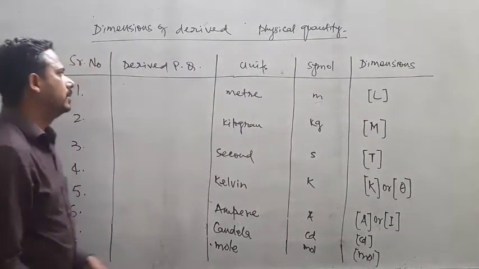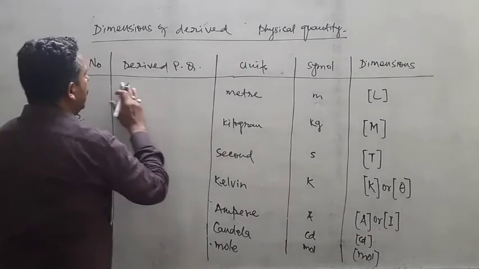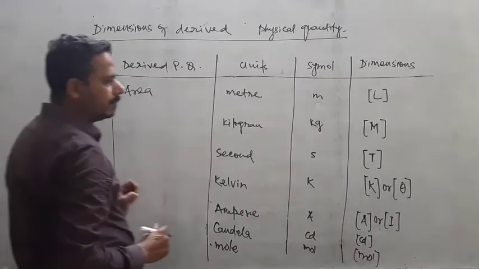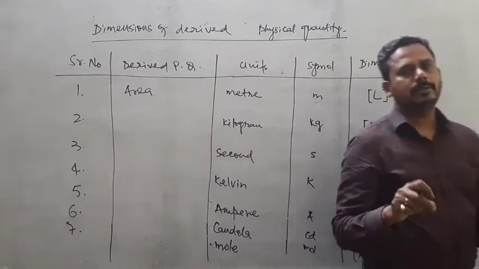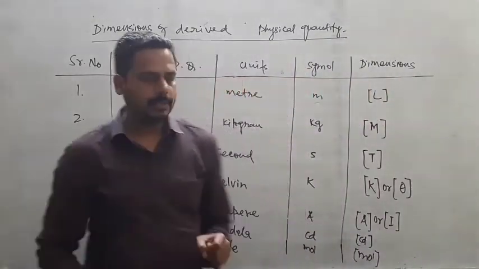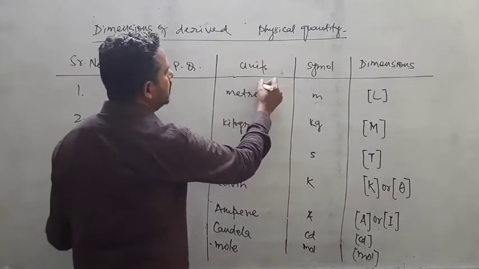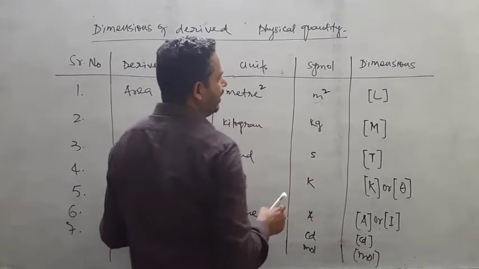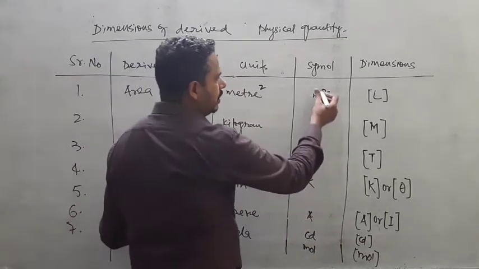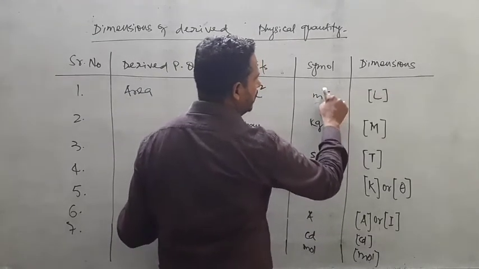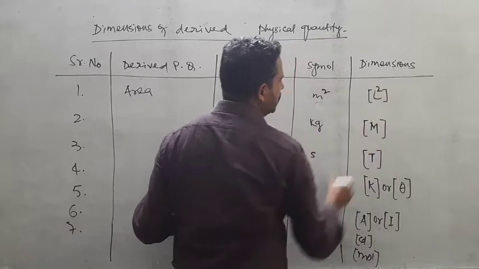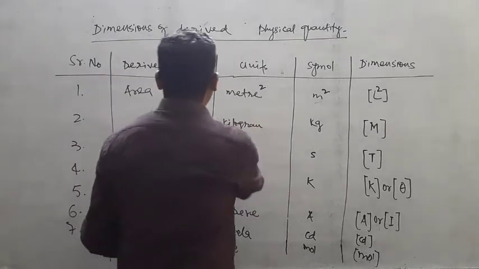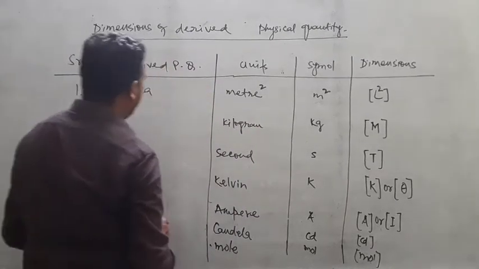Okay, let's see here. Suppose I want to find the dimension of area. You know that area has 2 lengths: one is length, the other is breadth. Both are length. That's why its unit is meter square. So how can you make its dimension? You know that meter has dimension L, here with power 2. So this is L2. So L2 is the dimension of area. Accordingly, suppose you have to find volume.